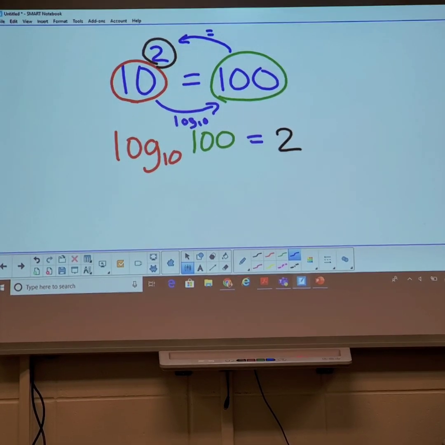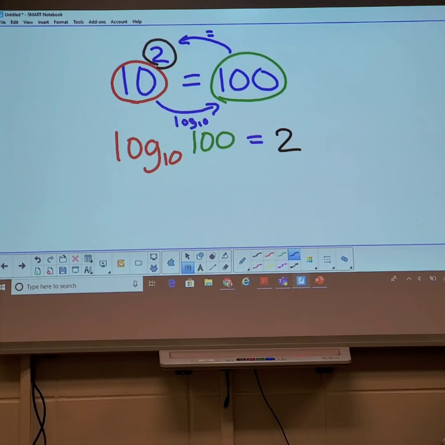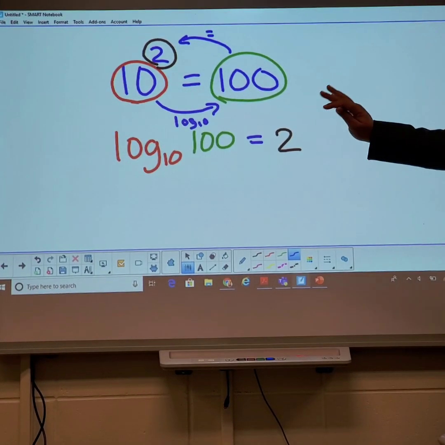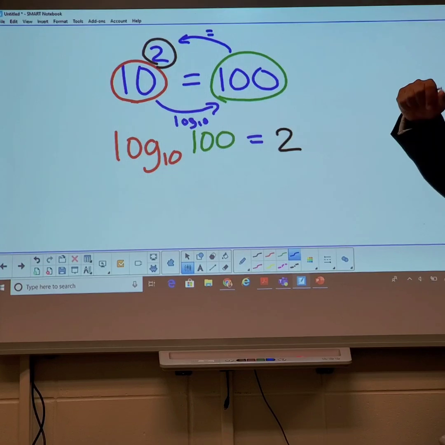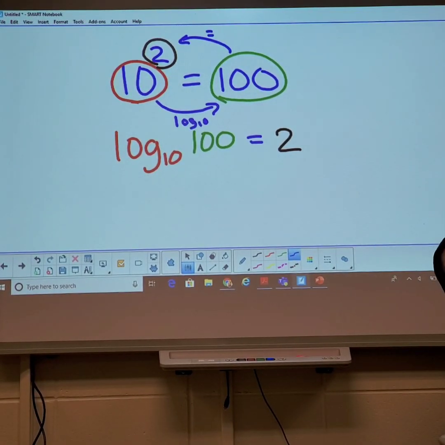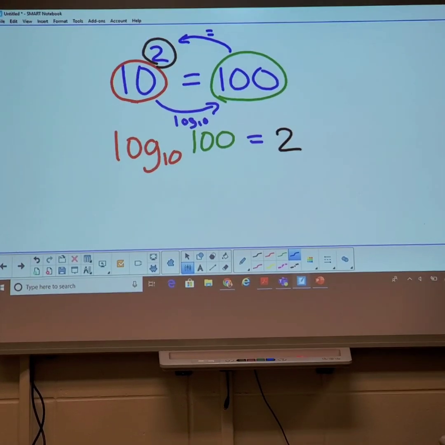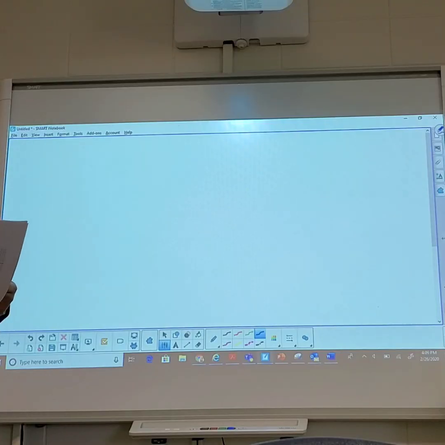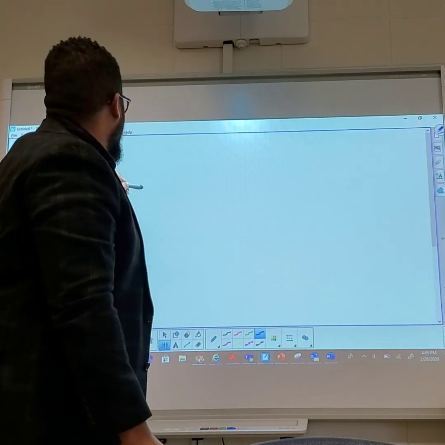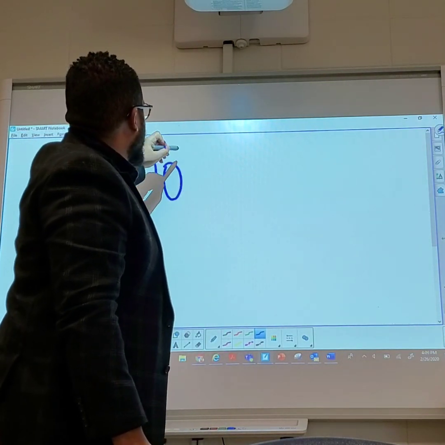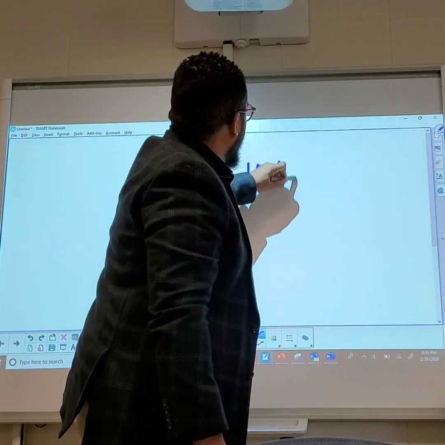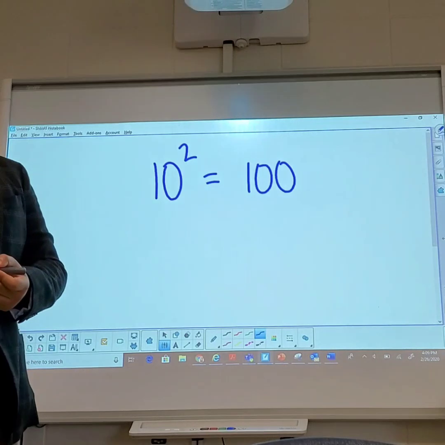Alright, so while this way might help, I don't want you to remember a trick. I want you to know what log is. So now I want to teach you how to do it basically my way, which helps you understand exactly what we're talking about with the logs.